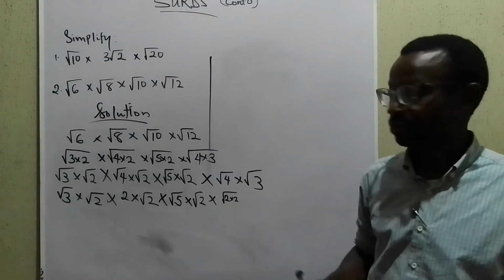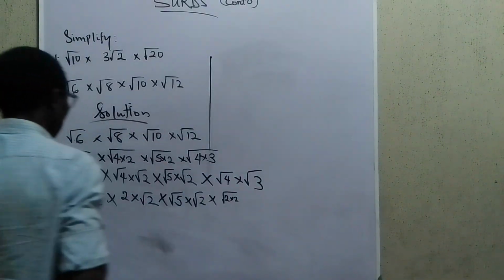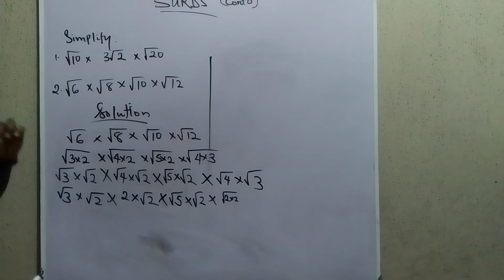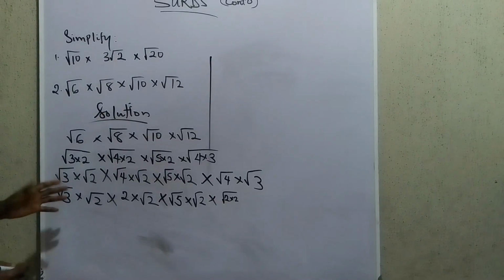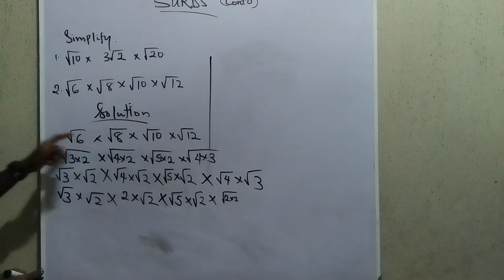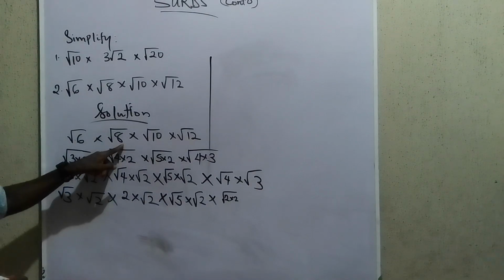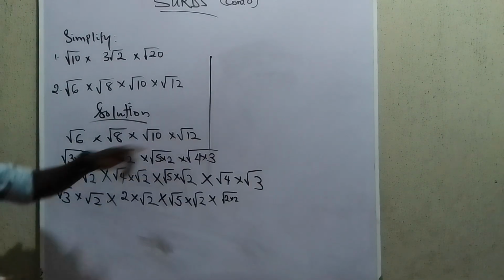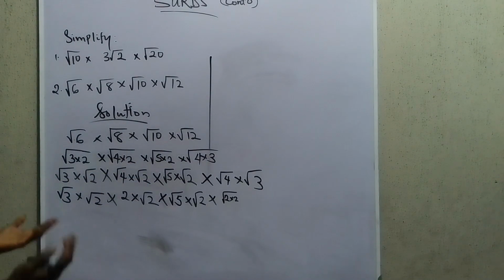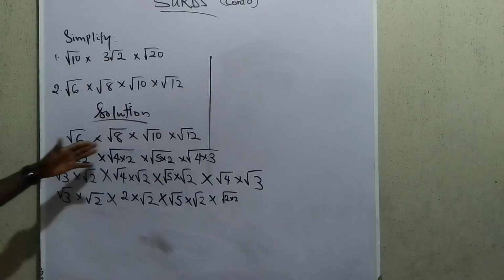So we're going to continue from where we stopped. I'll just go quickly. What we were doing was we brought out this question: 6 multiplied by root 8 multiplied by root 10 multiplied by root 12. So what we do is we break each one of them down.